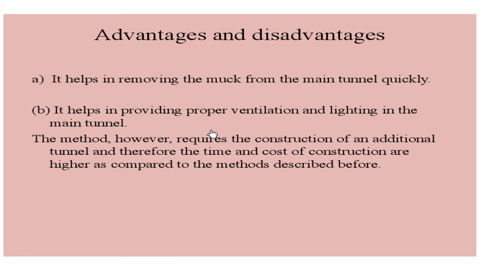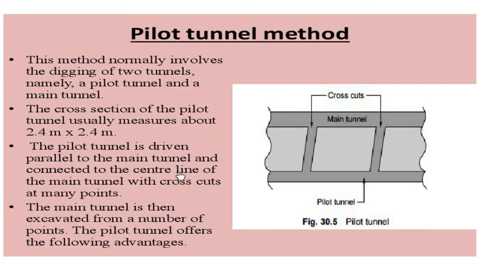And coming to the disadvantages, because of the construction of an additional tunnel, the time and cost of construction are higher as compared to the methods described before. So the problem with this type is, in order to make this main tunnel, an additional tunnel parallel to the main tunnel is being made in a horizontal manner. And then what is done? The cross cuts are being provided, and along these portions you will be reaching the main tunnel, and then the main tunnel is being made.